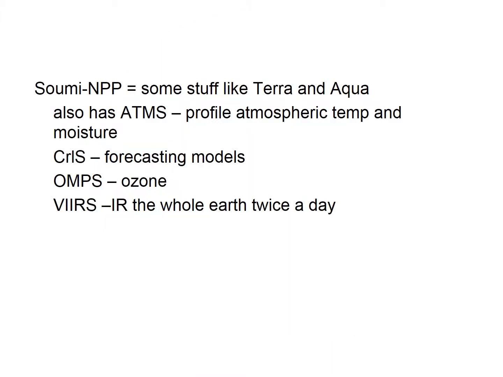There are other centers we have as well. So this first one on the top of the list here, it has a lot of stuff very similar to Terra and Aqua, but it's also got some different stuff. Basically, it creates a profile of atmospheric temperature and moisture. Then there's the CRLS, which is really useful as far as climatology for forecasting and creating models. And there's the OMPS, which measures ozone, and the VIRS, which is infrared. And this is kind of important because, because of its design and structure, it can measure infrared across the entire Earth twice a day. So that provides a lot of useful information.